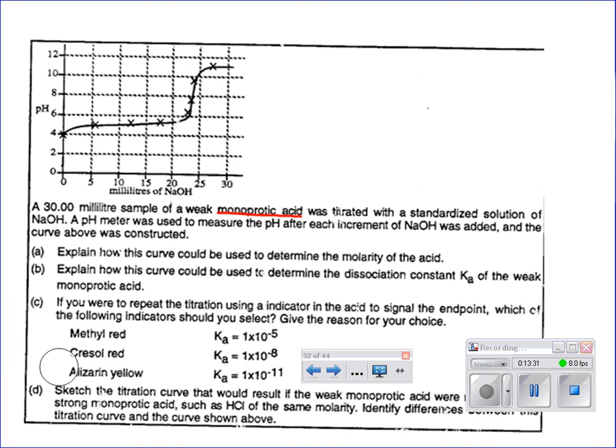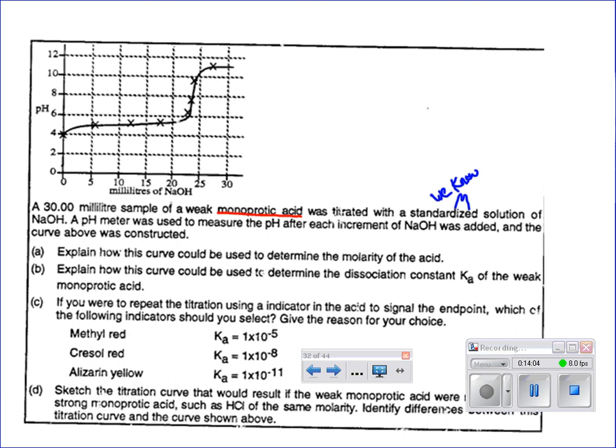Anywho, we're taking this monoprotic acid, and we're titrating with a standardized solution of NaOH. What does it mean that a solution is standardized? It's not the same molarity. All solutions are only 1 molarity. It means we know the molarity, okay? We know the molarity here. That's what that means.